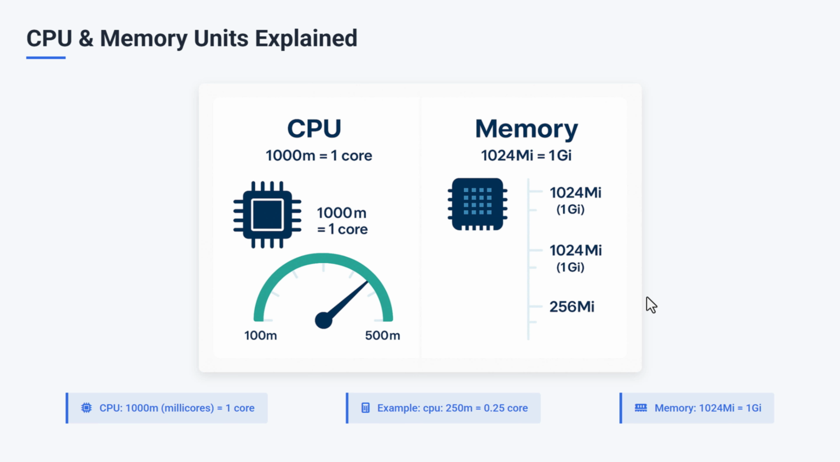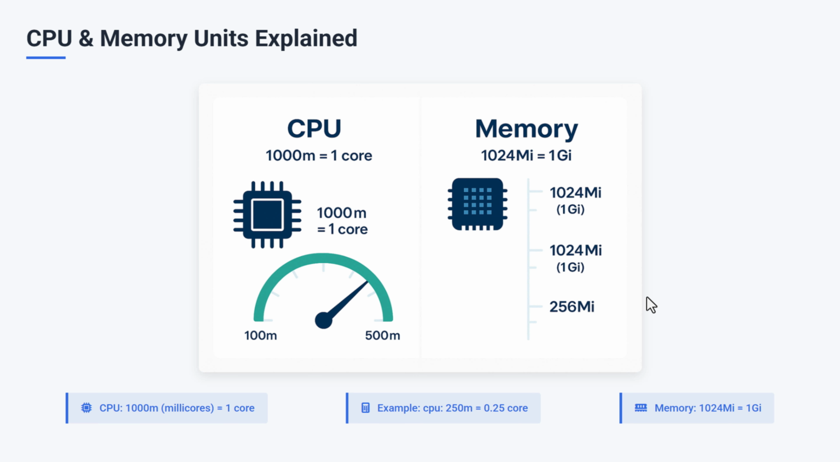Before we go deeper, let's quickly clear up how CPU and memory units work in Kubernetes. These numbers can look confusing at first, but they are actually pretty simple once you see them side by side. Let's start with CPU. Kubernetes measures CPU in millicores, so 1000 M equals one full CPU core. That means 500 M is half a core, 250 M is a quarter of a core, and so on. The gauge on the left shows this idea from 100 M up to 500 M and beyond.